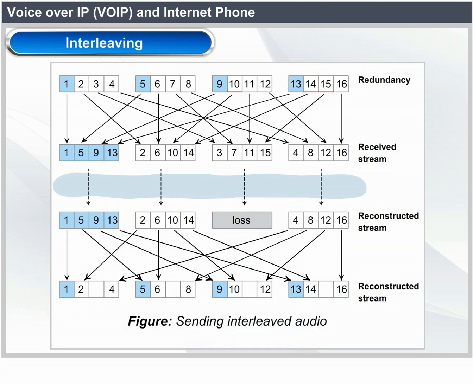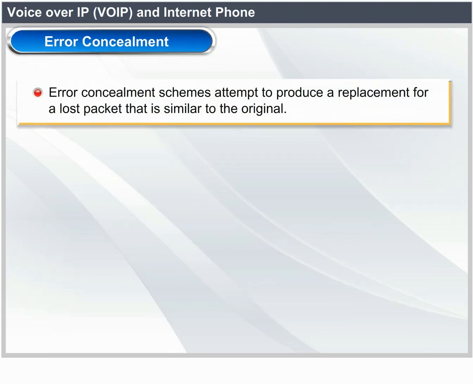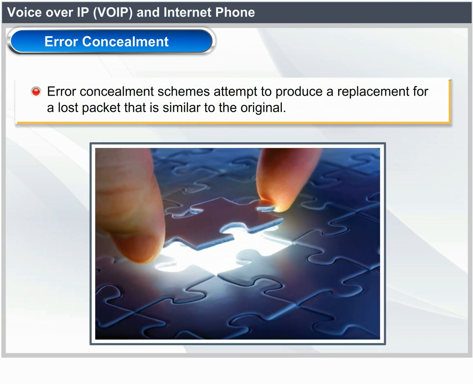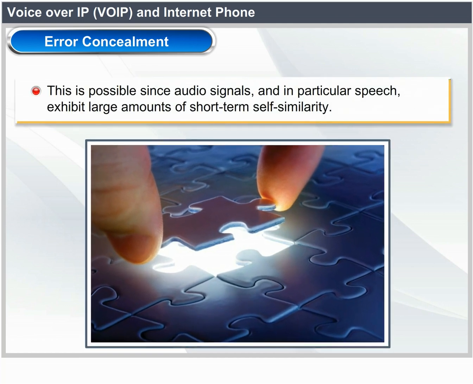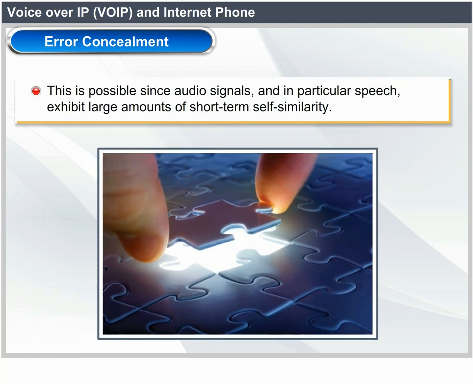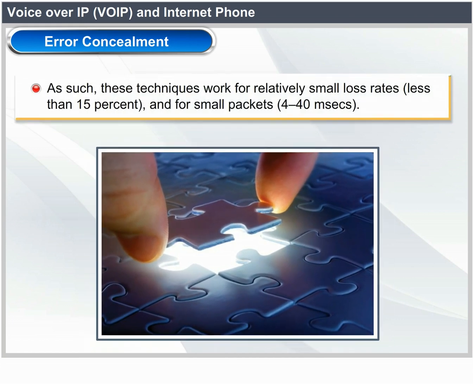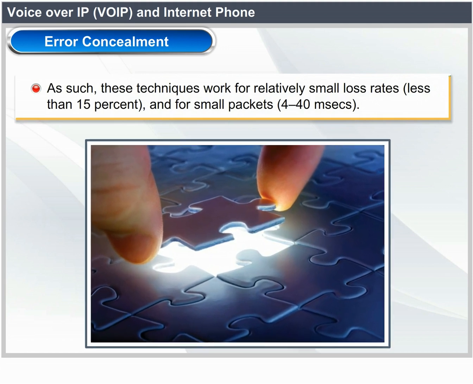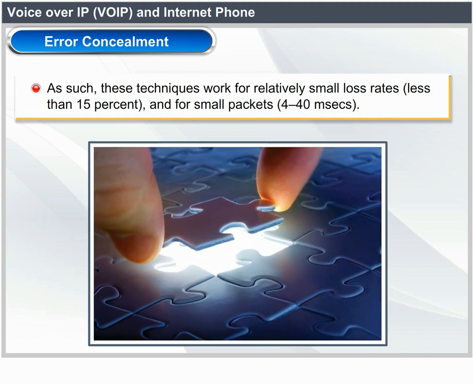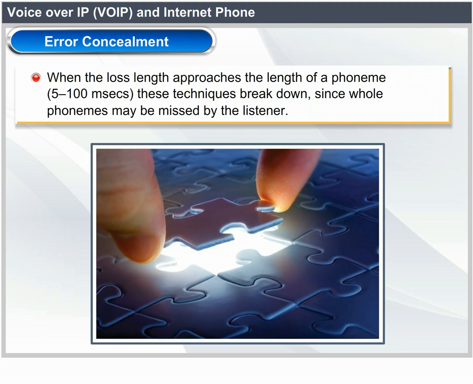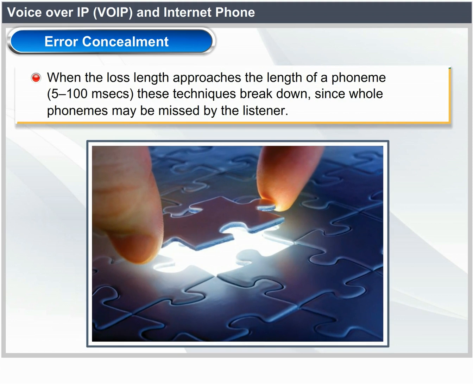Error concealment. Error concealment schemes attempt to produce a replacement for a lost packet that is similar to the original. This is possible since audio signals, and in particular speech, exhibit large amounts of short-term self-similarity. As such, these techniques work for relatively small loss rates, less than 15%, and for small packets, 4 to 40 milliseconds. When the loss length approaches the length of a phoneme, 5 to 100 milliseconds, these techniques break down since whole phonemes may be missed by the listener.